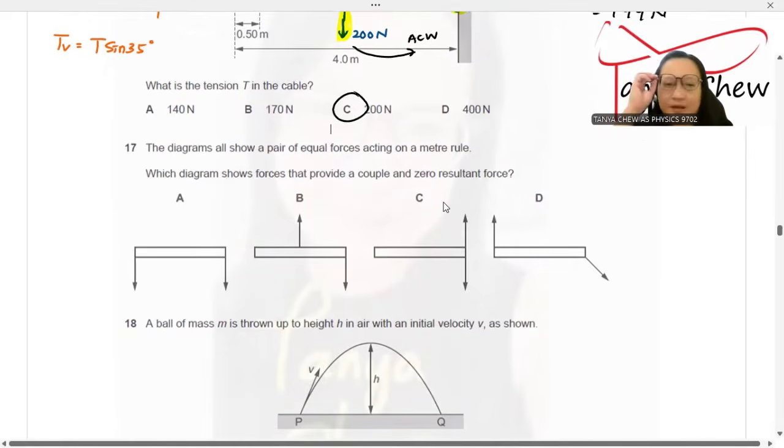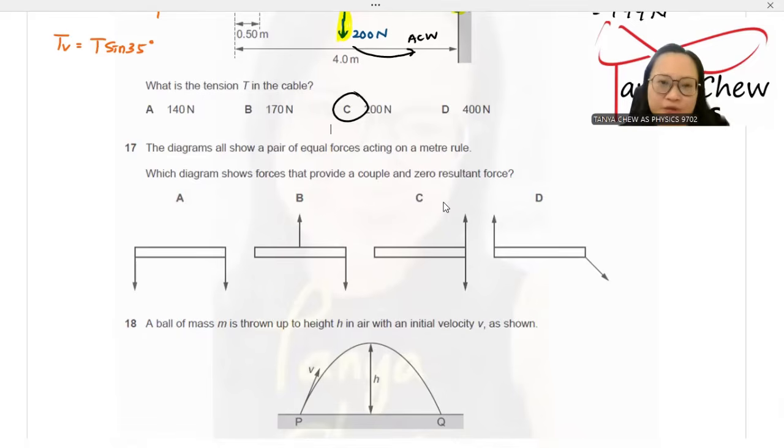Number 17. The diagrams all show a pair of equal forces acting on a meter rule. Which diagram shows the forces that provide a couple and zero resultant force? Zero resultant force means that the upward force is balanced by the downward force. If you want it easier, do the resultant force first. In A, the resultant force is not equal to zero because both forces are acting downwards. There is no upward force to balance the downward force. So A cannot be the answer.